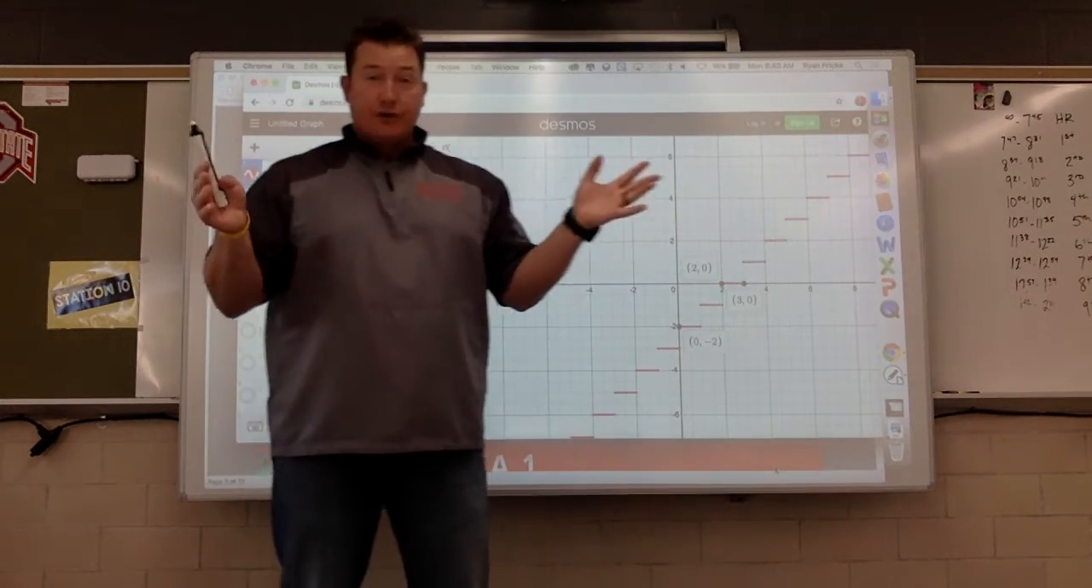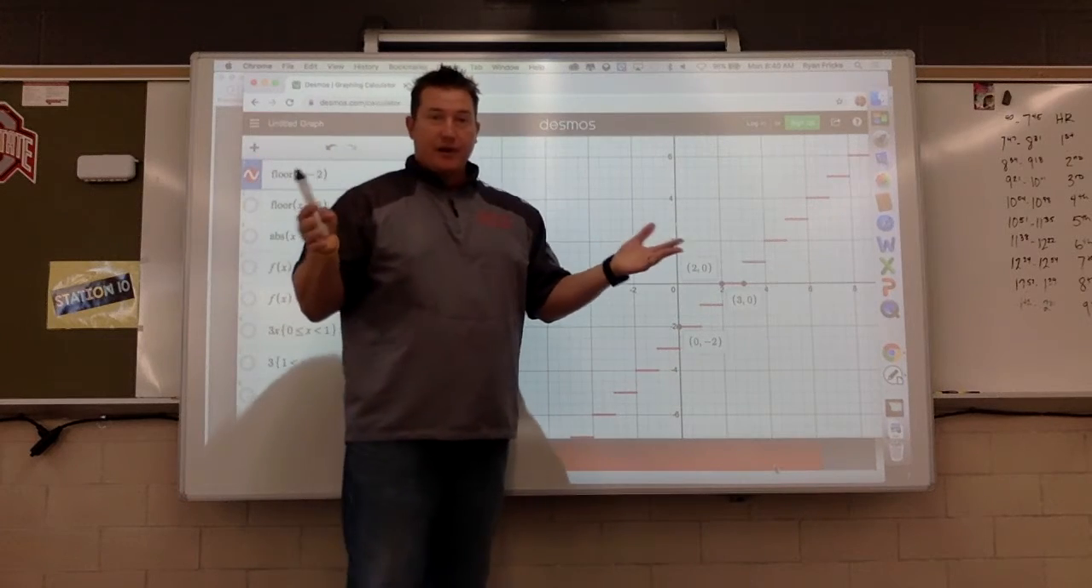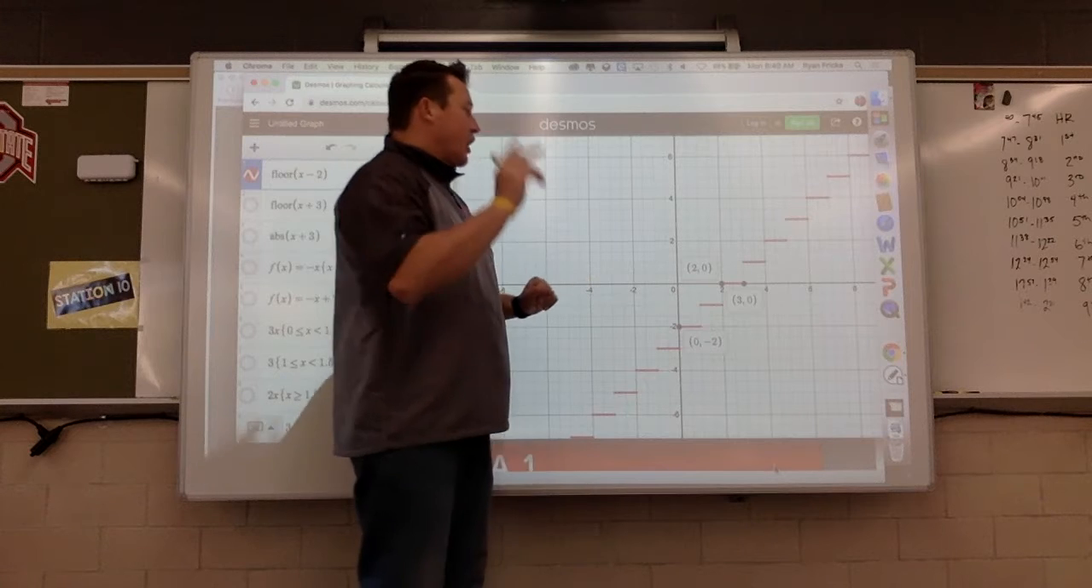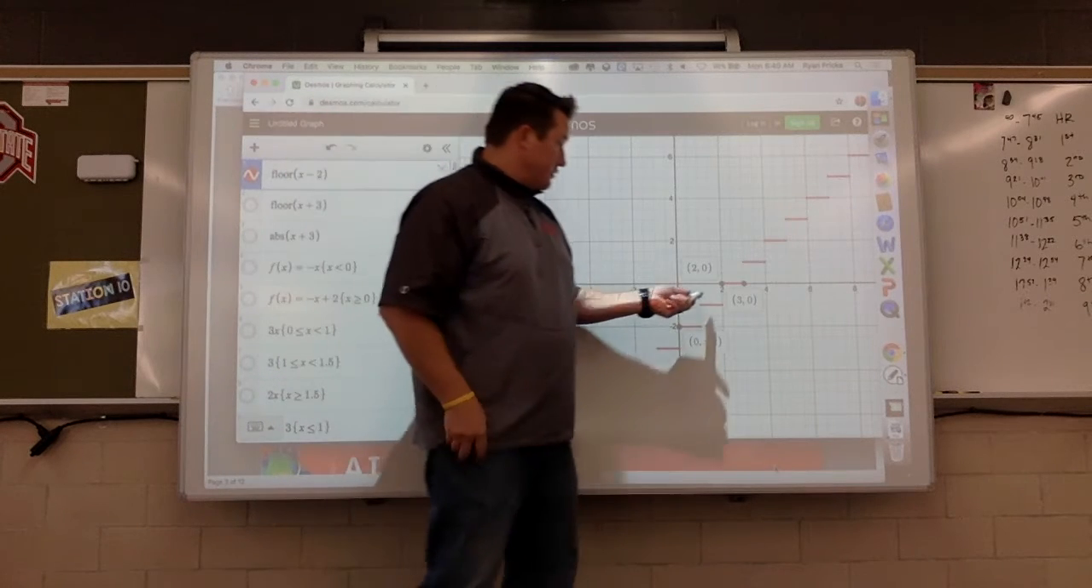You can write it in interval notation. You can write it with a compound inequality. You can even put all real numbers. I'm good with any of those. Range, different story, folks. Different story.